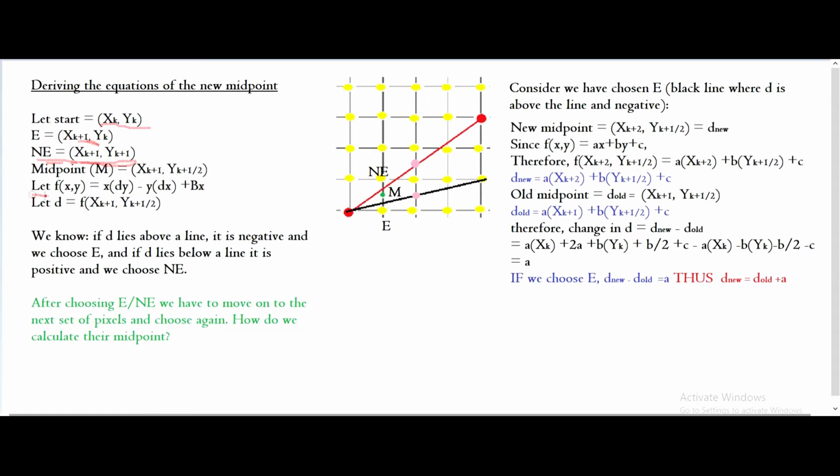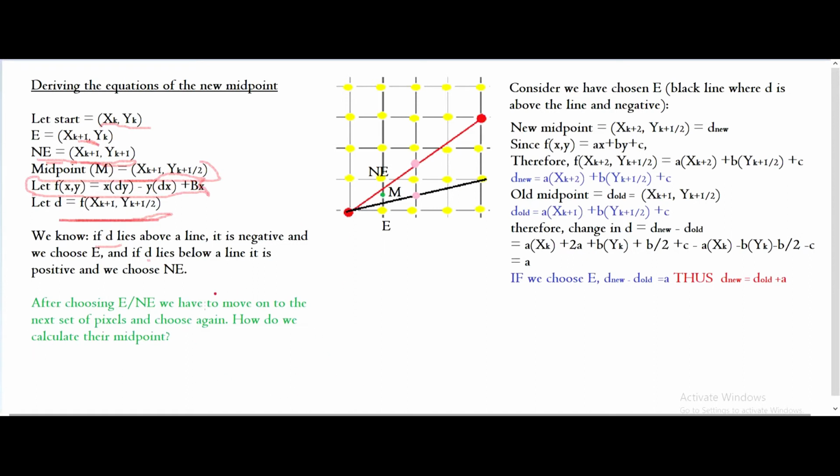Now, do you remember this one? f(x,y) is equal to x dy minus y dx plus bx. In our line equations, we derived this formula. When I mention d, I basically mean the midpoint here. So let d be equal to this. If d lies above the line here, we know that d is negative, and we choose the point E. And if d lies below the line, for example, this green point lies below the red line, we choose NE.